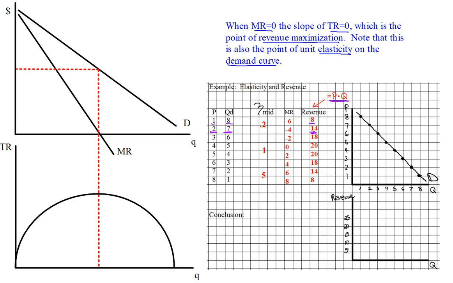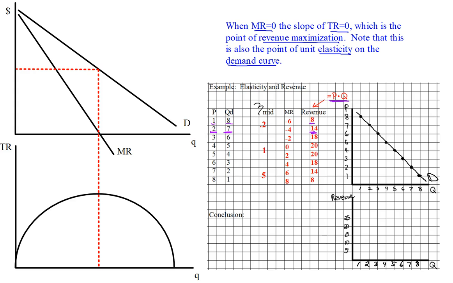So those are your revenue numbers, and I'm going to take these revenue numbers. They're all just the price times the quantities at different points on the demand curve, and I'm going to graph that down below. So let's graph the revenue numbers, with the quantities marked down here: 1, 2, 3, 4, 5, 6, 7, and 8.